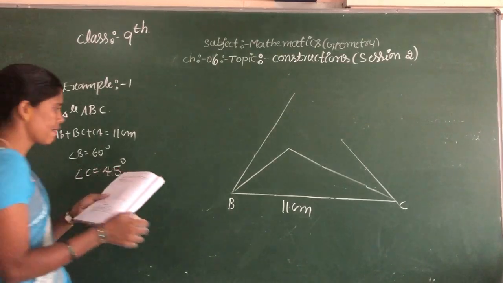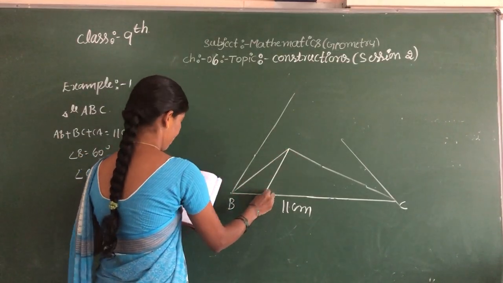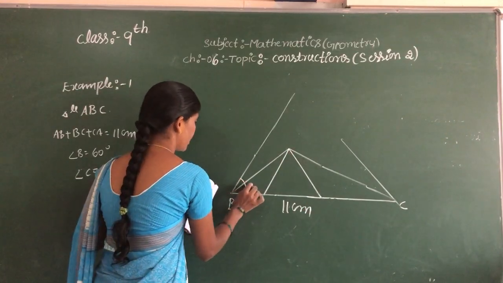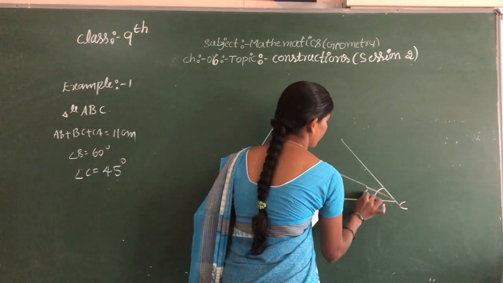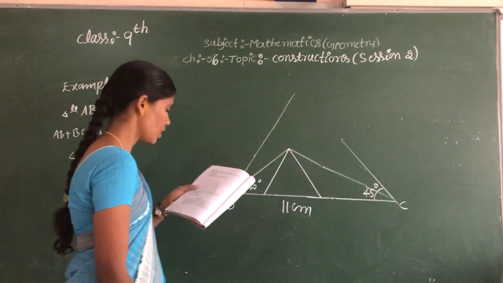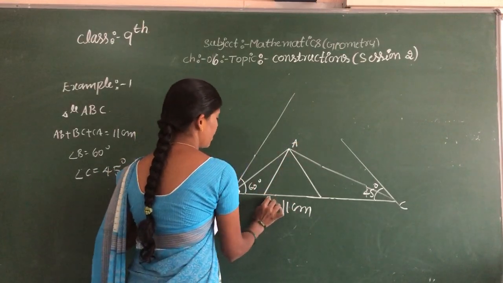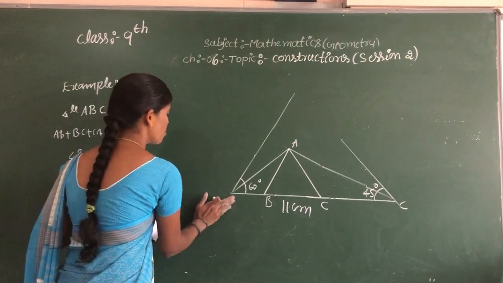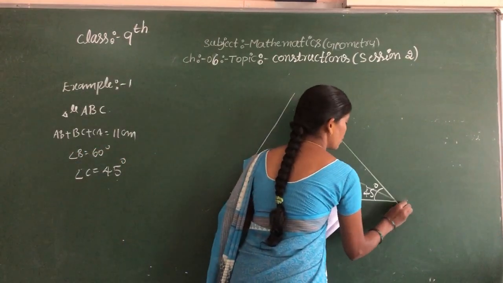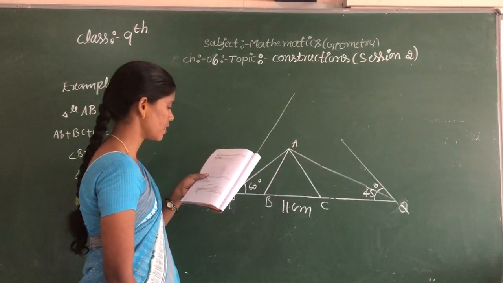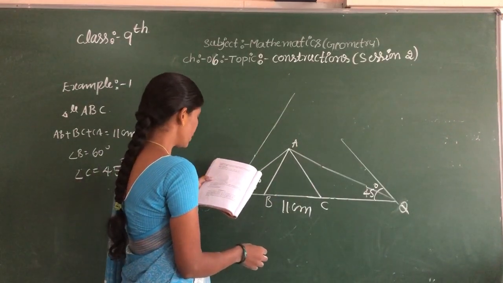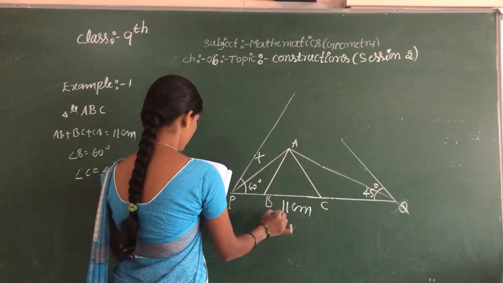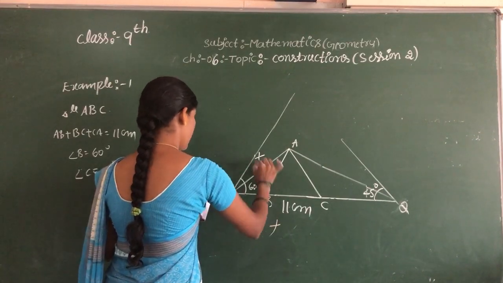Draw this one triangle. I will give that name. This is 60 degree. This is 45 degree. Okay. This is A, B, C. Okay. So already you know A, B, C. This is P. This is Q. Okay. Next, we should cut one arc. So here and here and here. Why? Because we should join this.